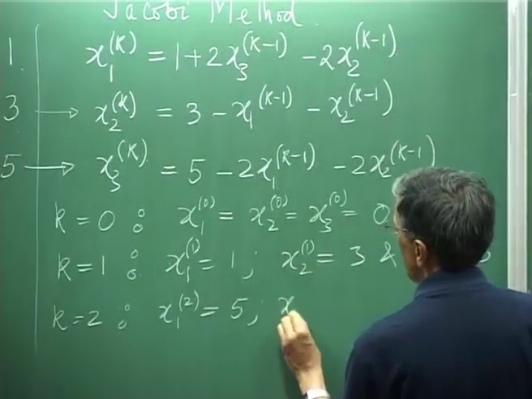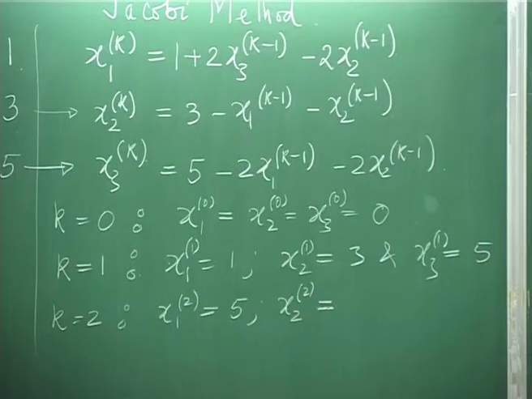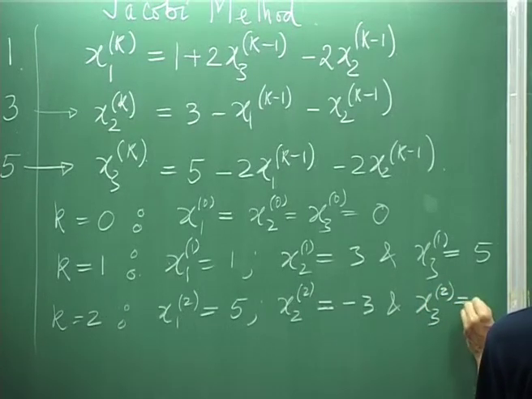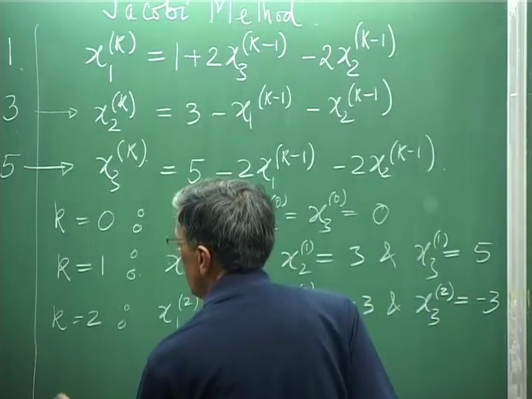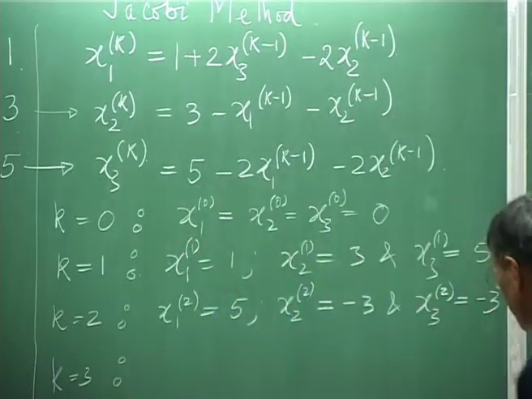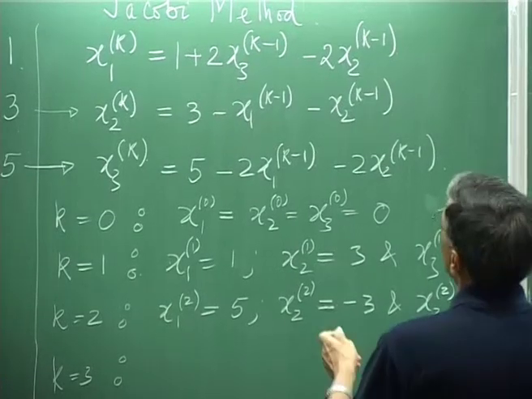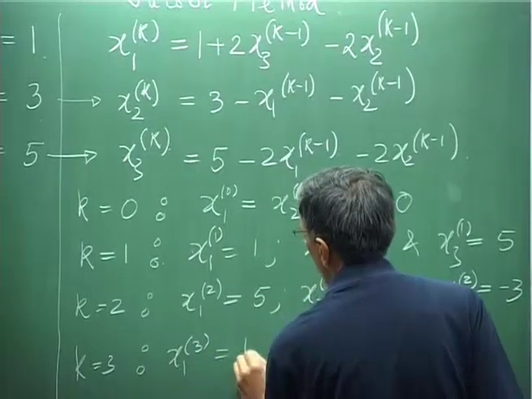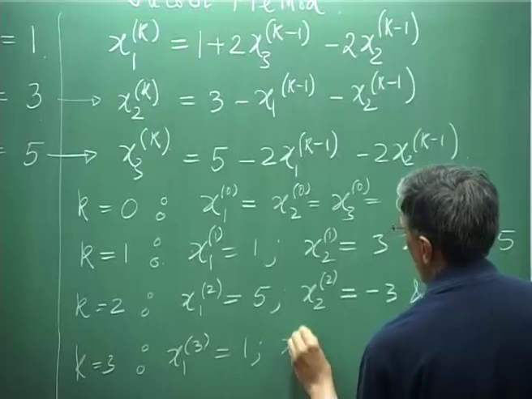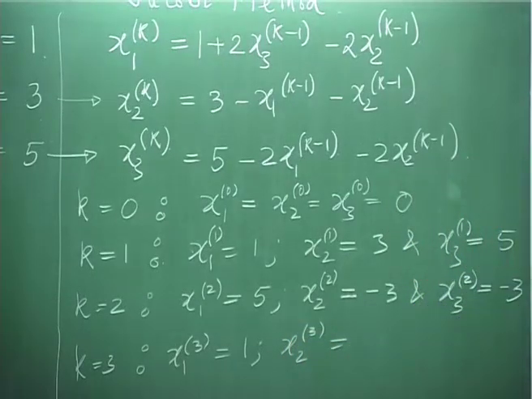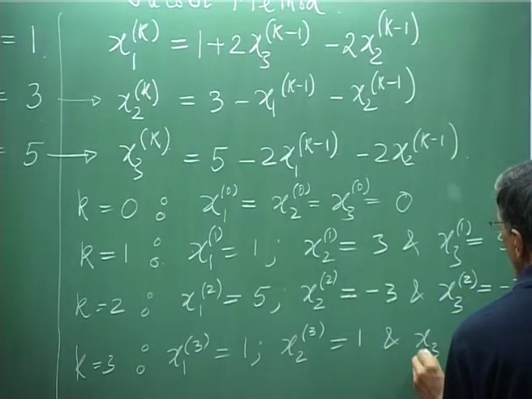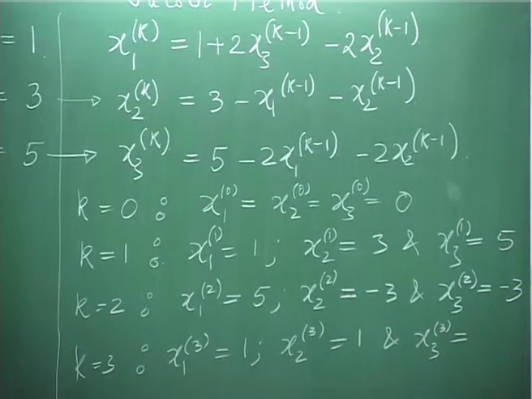right. The second equation would be equal to minus 3, and third equation would give us also equal to minus 3, right. And you look at k equal to 3, what we are going to get is this 2 will cancel out, so I'll get x1 of 3 equal to 1, and from the second equation I will get 3 minus 1 and plus 3. So this will also be minus plus 1, 1, and this also will become 1.